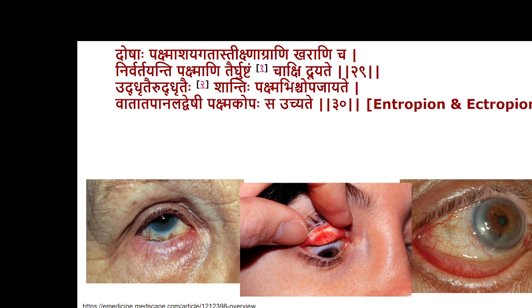Pakshmakopa is a situation where the eyelashes produce irritation of the eyes, and this can occur due to inward turning or outward turning of the eyelids due to changes in the shape of the eyelids, and these are categorized as either entropion or ectropion. Ectropion is where it is turned outside, entropion is the other way, and as a result of that the eyelashes produce irritation to the eyeball, the conjunctiva, and it's quite troublesome.